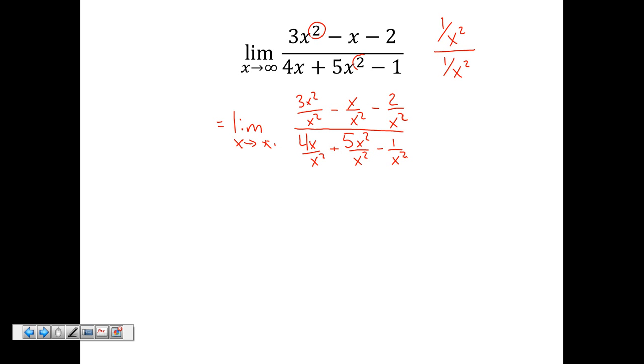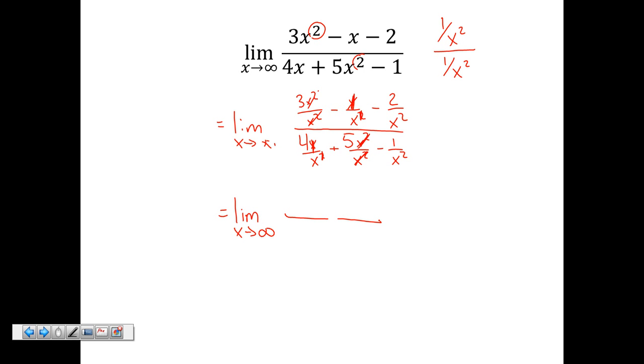Now, I'm going to cancel everything I can inside these little fractions. My x squareds are going to cancel here and here, so that first term is just 3. I can cancel this x with one of these x's, so now I have 1 over x. I can't really cancel anything in the third term. On the bottom, I can cancel this x with one of these, so that'll just be 4 over x. I can cancel all of these x squareds, and I can't cancel anything in the third term. So I'm going to rewrite this nice and neat.